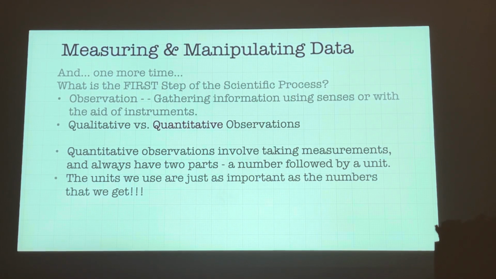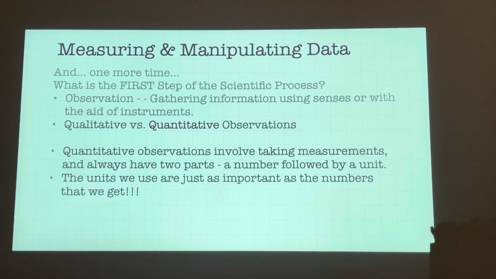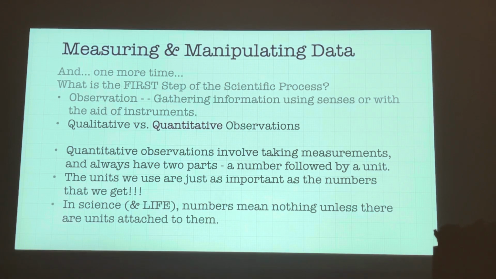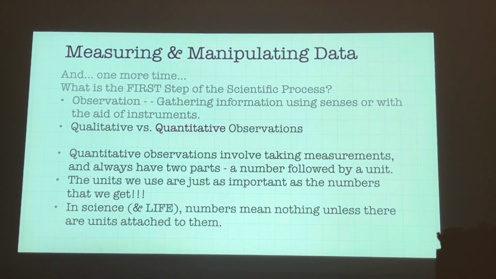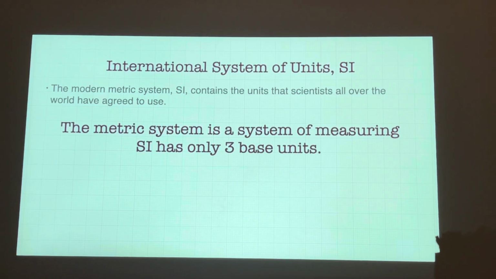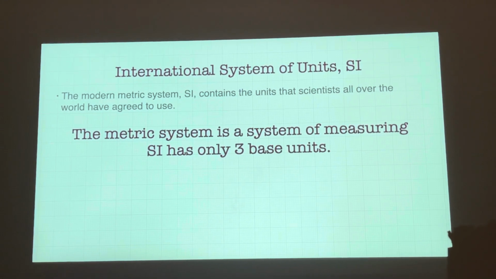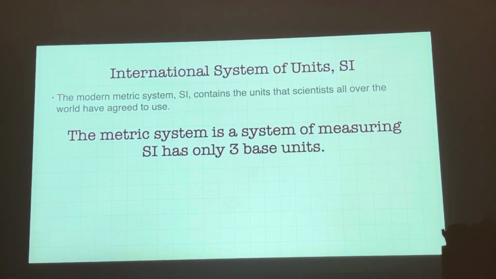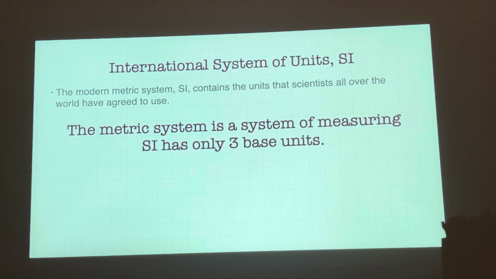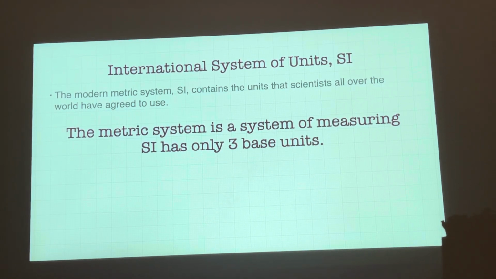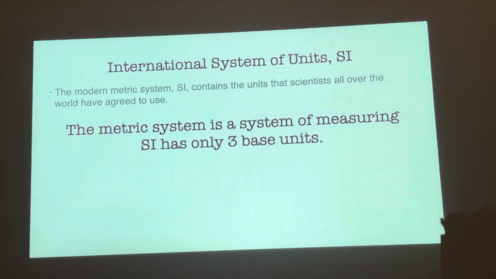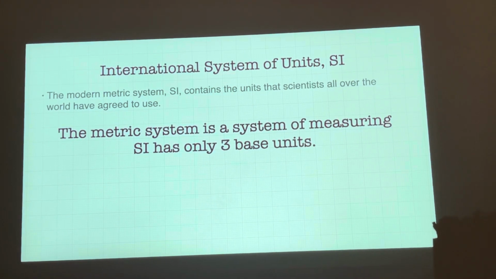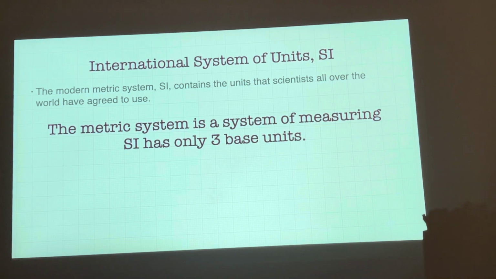The units we use are just as important as the numbers that we get. In science, and truly in life, numbers mean nothing unless there are units attached to them. To make life easier, to share information with scientists all over the world, we have agreed upon an international system of units. It is called the SI, System International. The modern metric system, SI, contains the units that scientists all over the world have agreed to use.